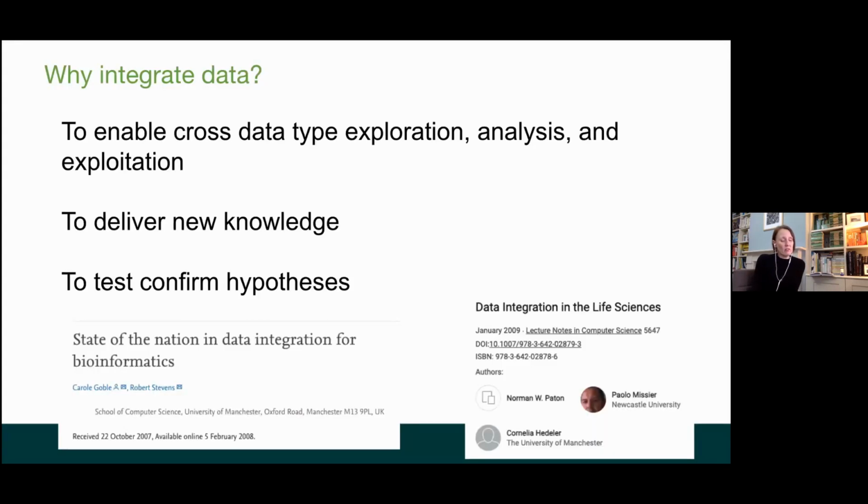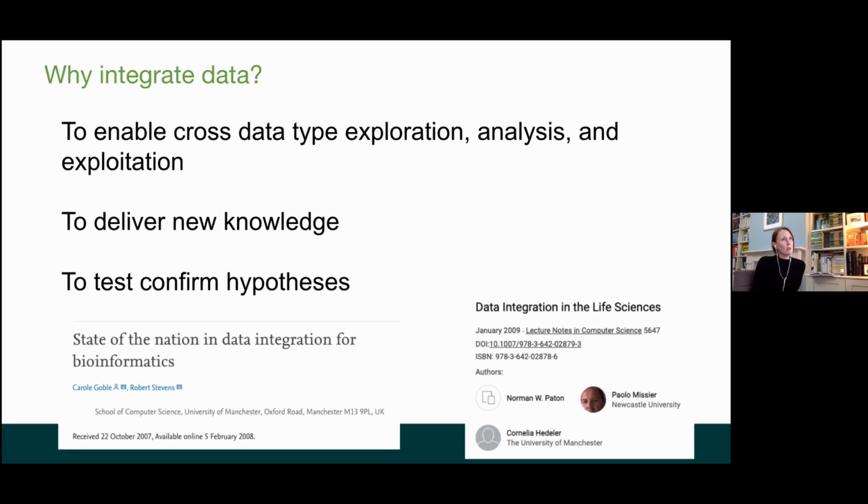So why integrate data? In preparing for this talk, I went back and did a bit of reading and thought about some meetings I've been to quite a long time ago. I've got two reference papers here, one from Norman Paton from the University of Manchester, and Carole Goble and Robert Stevens, also from Manchester, who talked about strategies for data integration back in the early 2000s.